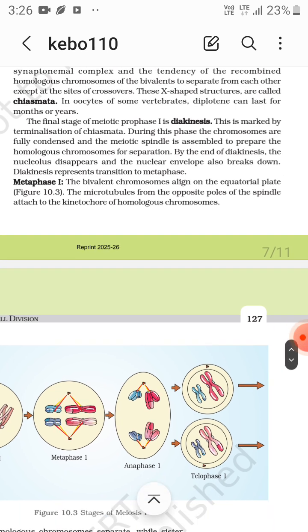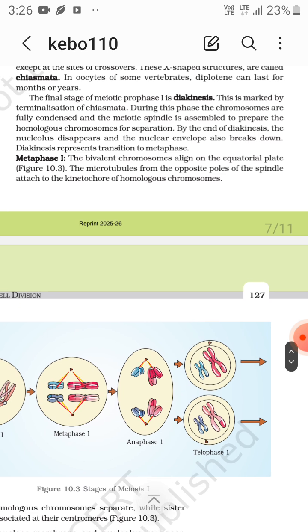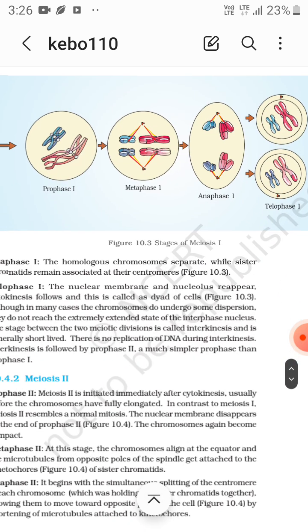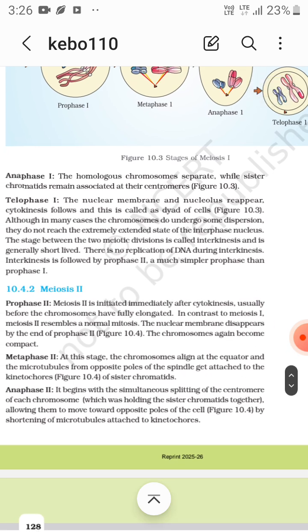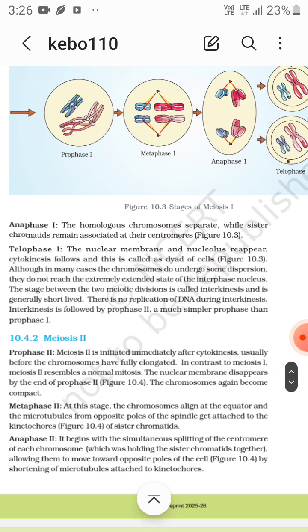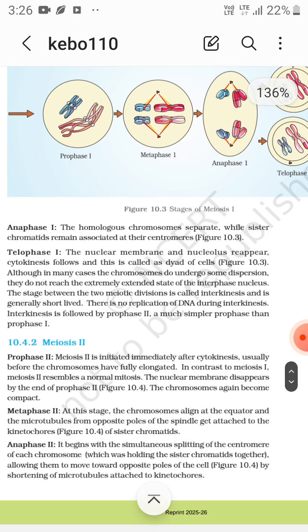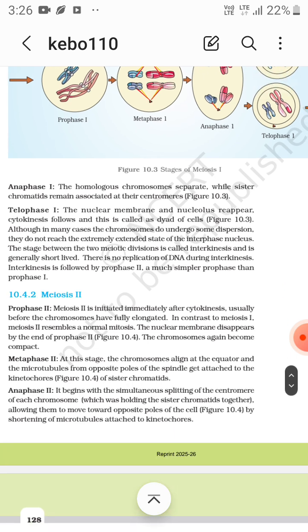Now metaphase 1: the bivalent chromosomes align on the equatorial plate. The microtubules from the opposite poles of the spindle attach to the kinetochores of homologous chromosomes, right? Now anaphase 1: the homologous chromosomes separate while sister chromatids remain associated at their centromeres. This is not as in mitosis. In mitosis the centromere gets split, but in anaphase 1 it does not split the centromere, right? This occurs later, in anaphase 2.